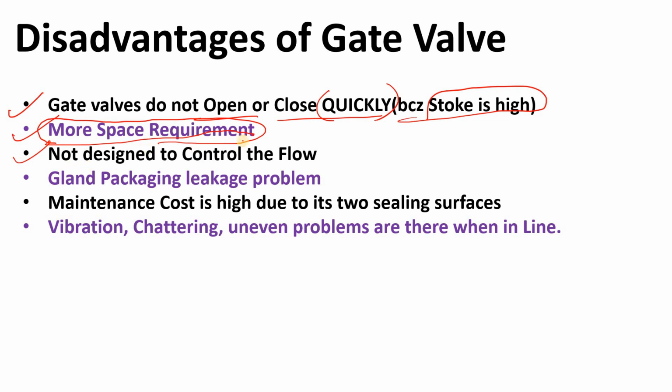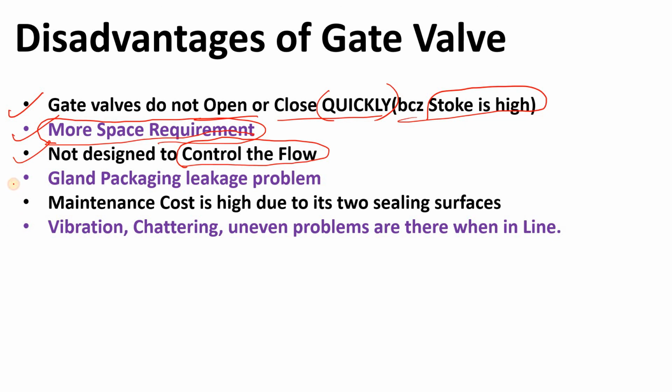The third one is that it cannot regulate the flow. Whenever we are discussing it, it is discussed only for the on-off purpose or the shut-off purpose. Got my point? So it is not used for throttling purposes. It is not used to control or regulate the flow.